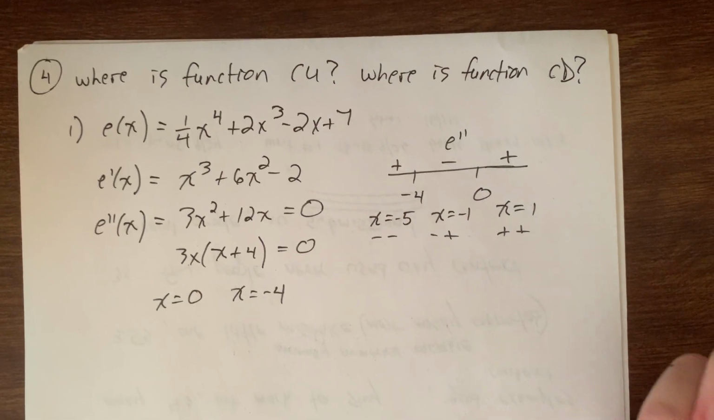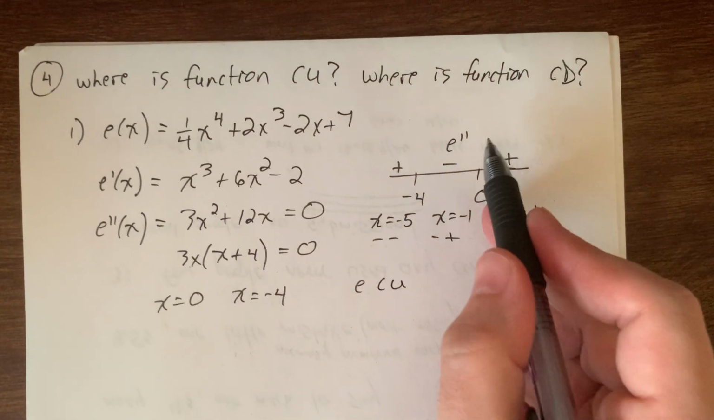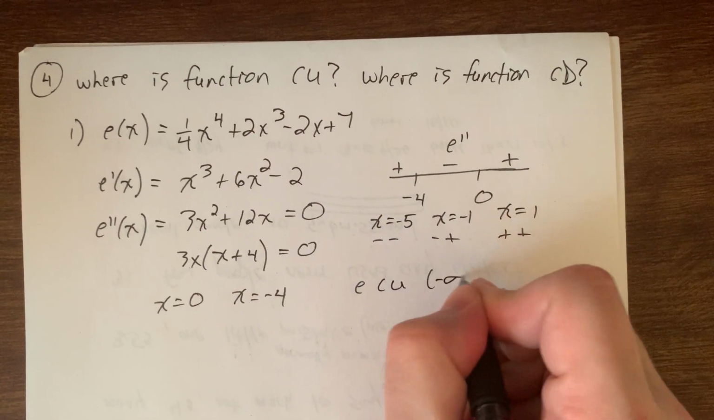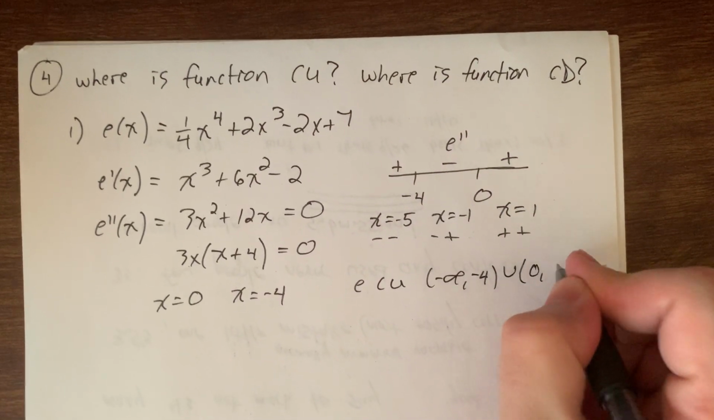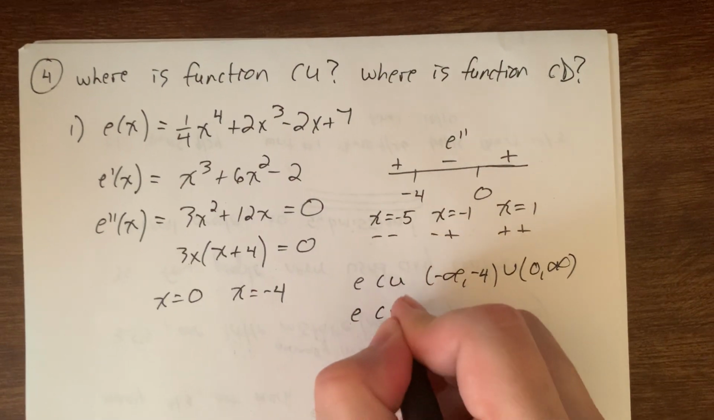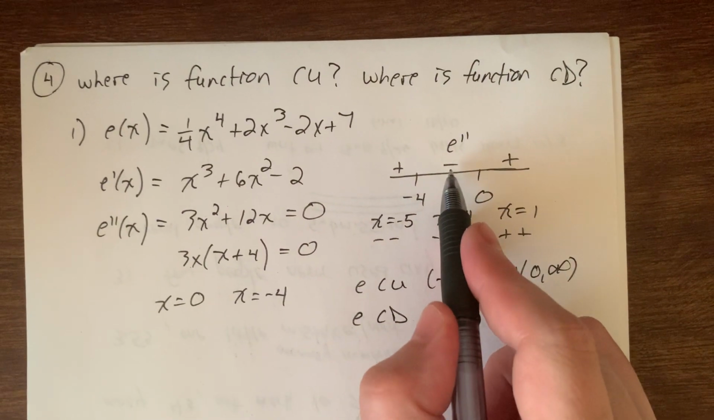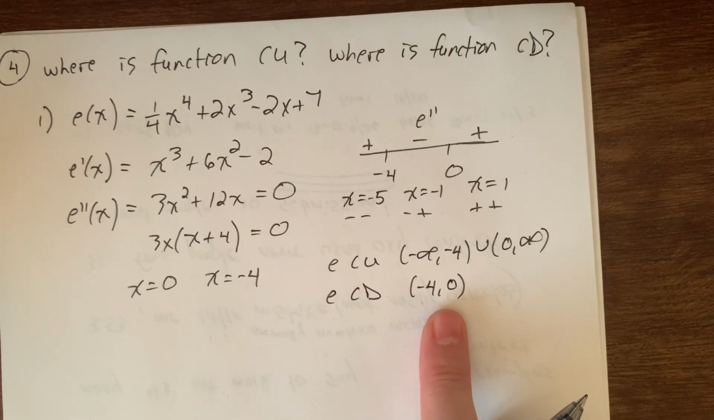But now answering the question, so my e function is concave up where the second derivative is positive, so I'll get 2 intervals. I'll get -infinity to -4 here, and then 0 to infinity here. E is concave down where the second derivative is negative, so I'm only getting 1 interval here. That would be -4 to 0.